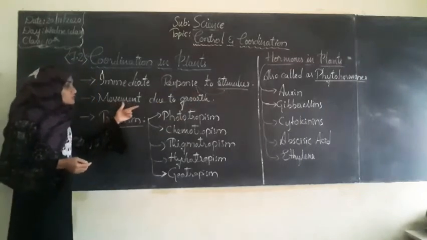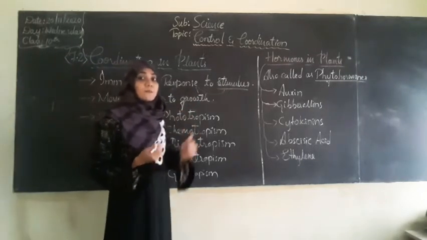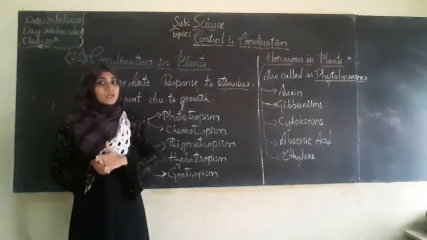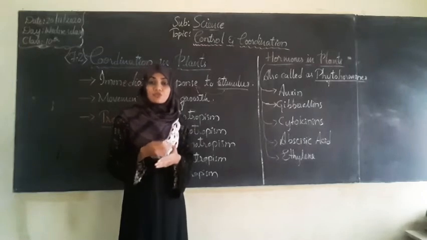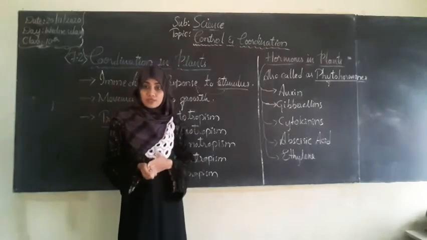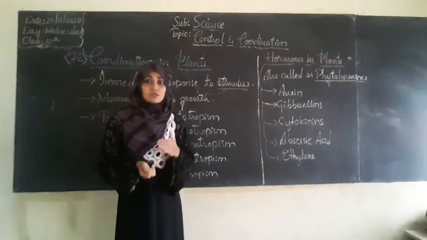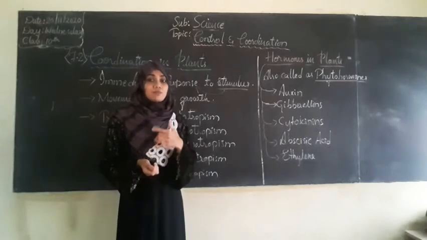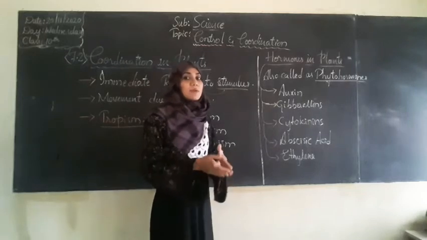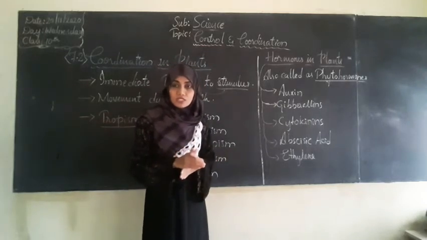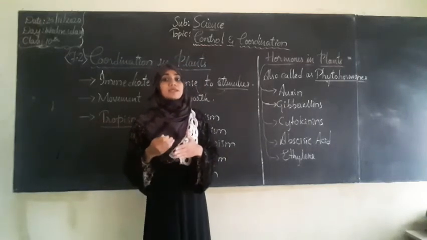And next, movement due to growth. Even plants make movement, like how we animals and human beings make movement. You students will think, how can plants move? Yes, but actually plants can move. The difference is we can change our location, but plants cannot change their location. Instead, they can make some movement.